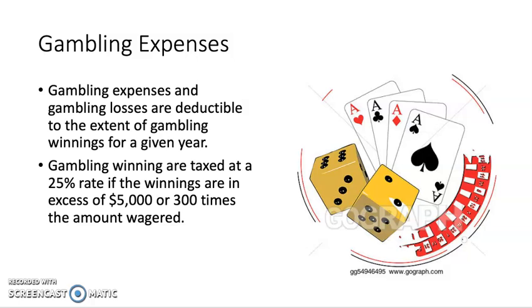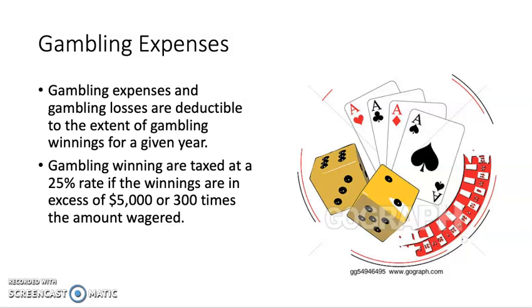And some other miscellaneous expenses or things that you can deduct off of your adjusted gross income. One of them would be gambling expenses. Gambling expenses are from gambling losses and can be deducted to the extent of the gambling winnings for a given year. Gambling winnings are taxed at a 25% rate if the winnings are in excess of $5,000 or 300 times the amount wagered. So typically with gambling, the government tries to disincentivize it.